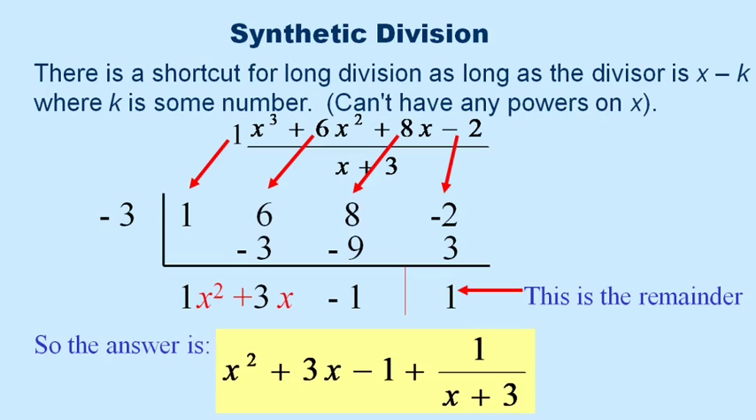So the answer is x square plus 3x minus 1. This is our quotient, plus 1 by x plus 3. This is our remainder. So when we write it in this way, this is actually the final answer when we divide the given polynomial by the given binomial. This is your required result.